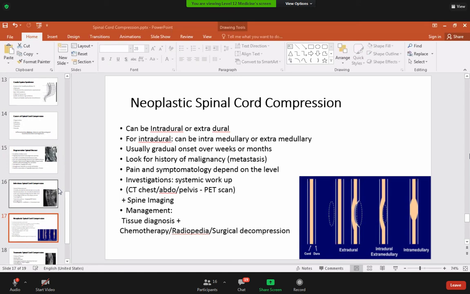Pain and symptomatology depend on the level of the lesion. For investigation, we have to go for a systemic workup and CT of the chest, abdomen, and pelvis, and spine imaging is also advised, and MRI is the best as usual. Management, after obtaining the tissue diagnosis, is that we can offer chemotherapy or radiotherapy, and if the compression is causing severe symptoms, we can opt for surgical decompression.